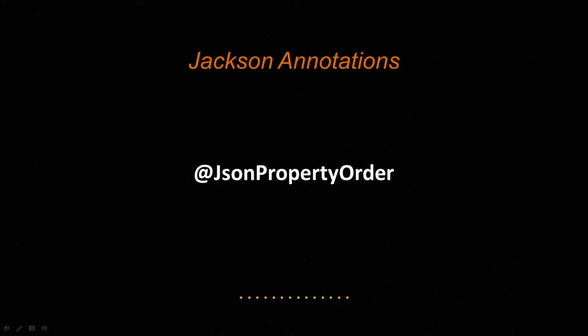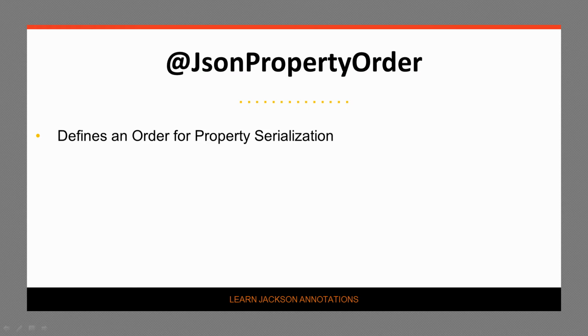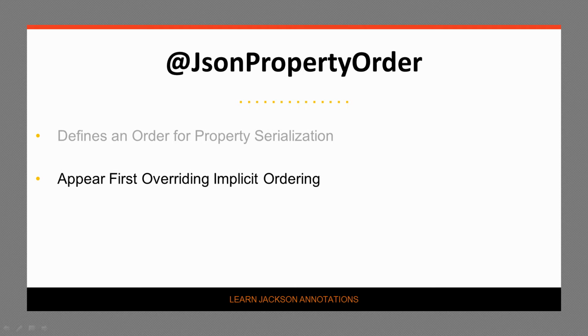Let's examine how to use the JSON property order annotation to define the property order. The JSON property order is a class-level annotation that is used to define the order in which we want the class's properties to appear when serializing an object. An order list is passed to the annotation as metadata, and these properties appear first when the object is serialized, and this ordering overrides any implicit ordering in the class structure.